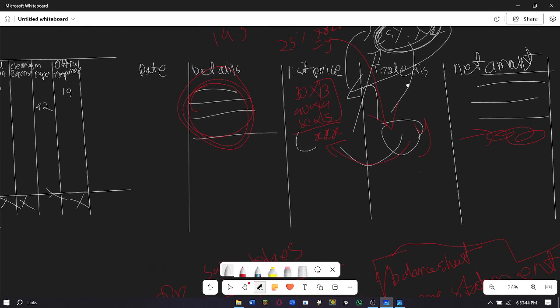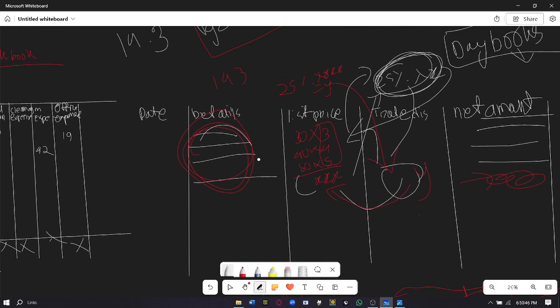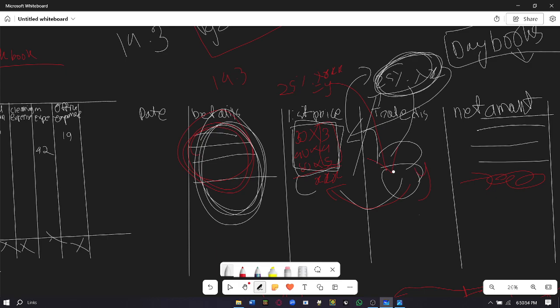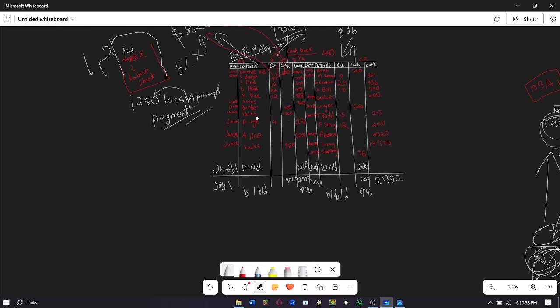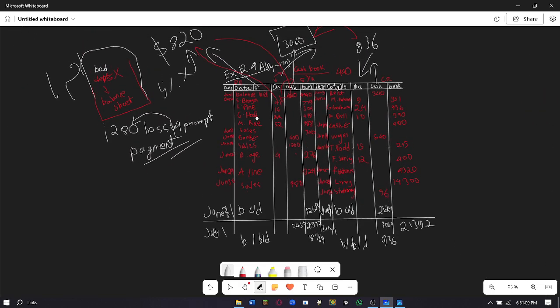How they work is, in a purchase day book, everything in detail is related to purchases. You put the list price per day, whatever you get, and the trade discount. It's basically like the cash book. You know this basic cash book. It's exactly like the cash book, except it's just one side.